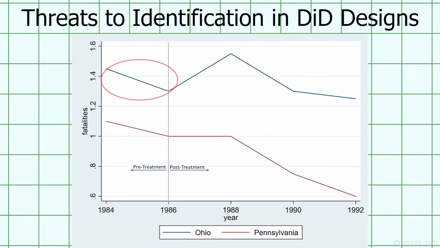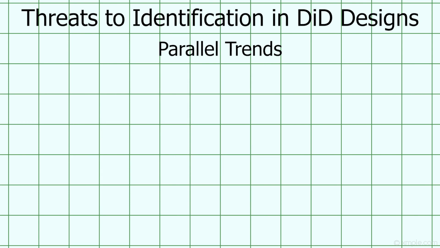Fatalities in Ohio and Pennsylvania were falling at about the same rate prior to the speed limit increase. If we're dealing with more than two treated units, then we can't just look at a graph to judge whether or not the parallel trends assumption is being met.